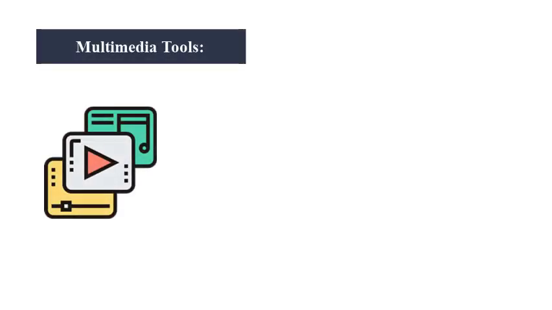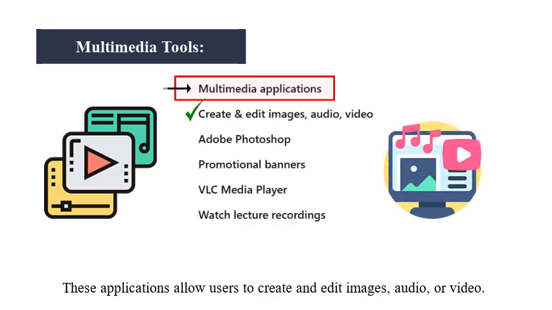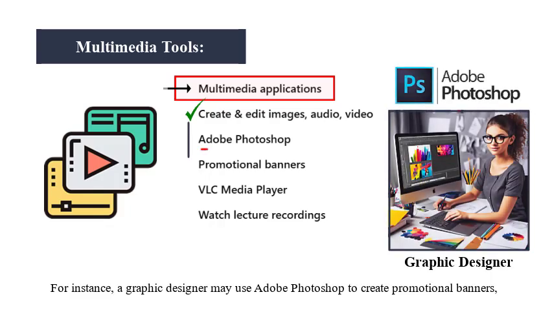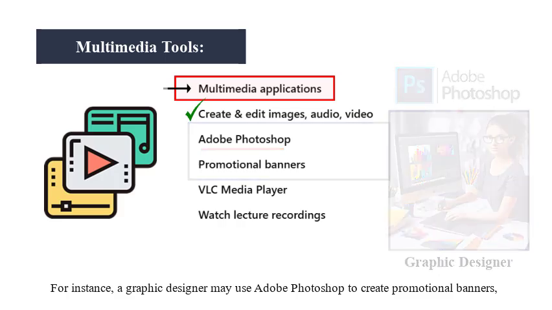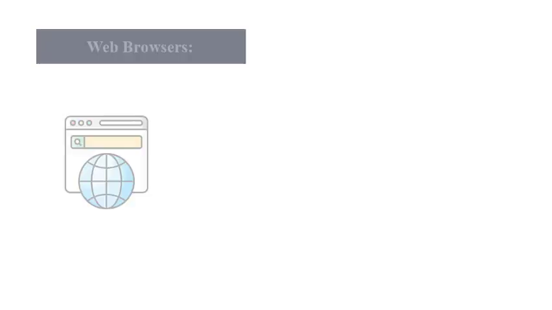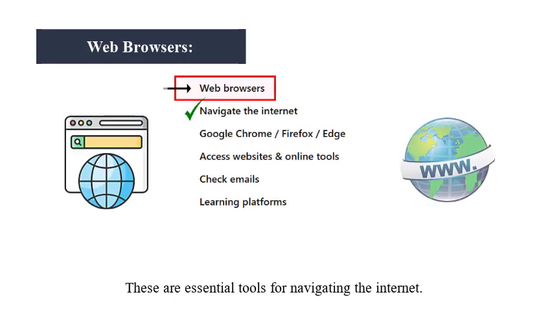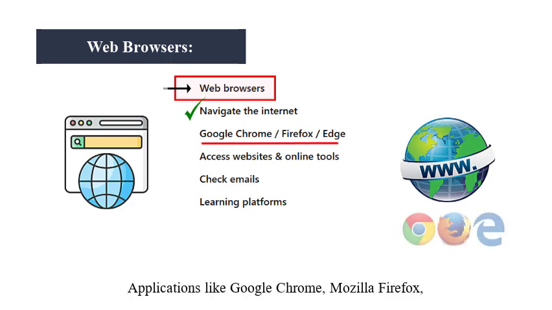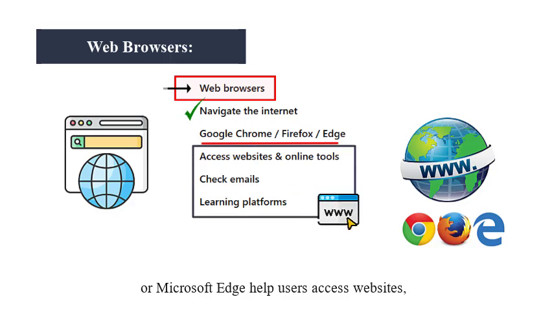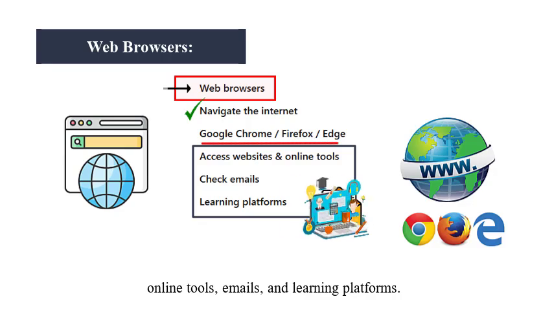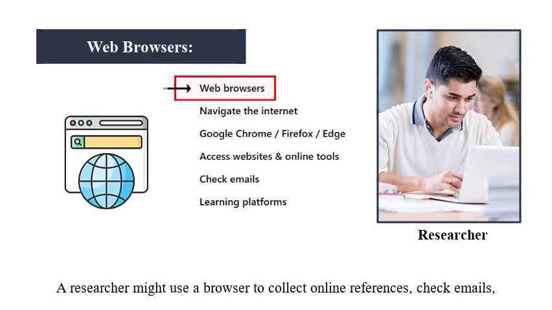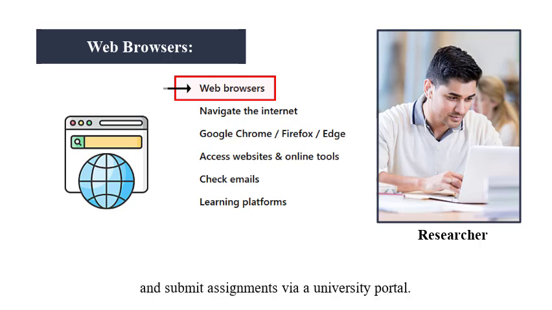Multimedia tools. These applications allow users to create and edit images, audio, or video. For instance, a graphic designer may use Adobe Photoshop to create promotional banners, while a student might use VLC Media Player to watch lecture recordings. Web browsers. These are essential tools for navigating the Internet. Applications like Google Chrome, Mozilla Firefox, or Microsoft Edge help users access websites, online tools, emails, and learning platforms. A researcher might use a browser to collect online references, check emails, and submit assignments via university portal.